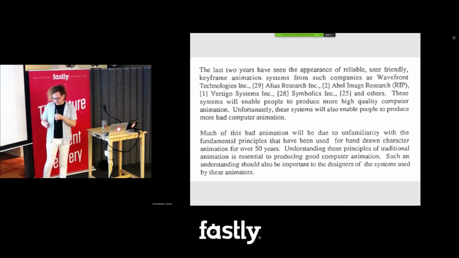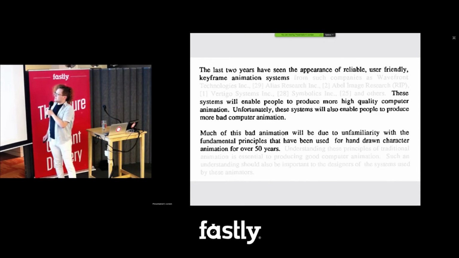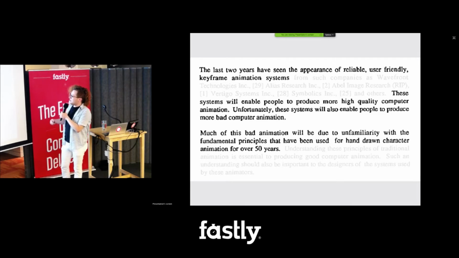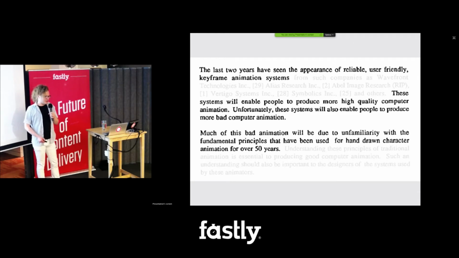So in this paper, I just pulled out a bit of the introduction here. I want to focus on a couple bits. Lasseter says that these keyframe animation systems have only just recently come about, and they're going to enable people to produce more high-quality computer animation. Everybody agrees that they've certainly produced at least one high-quality computer animation at this point. However, he warns that they will also enable people to make a bunch of really shitty animation. And the distinction he makes is that this is because a lot of people are unfamiliar with basic principles of animation, which worked for hand-drawn animation, and that they're equally applicable to computer animation.